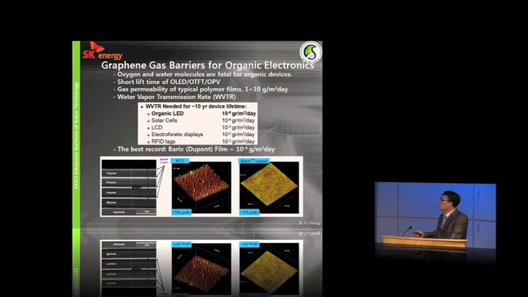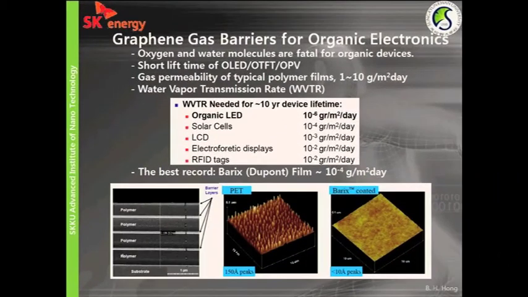For the stable operation of organic LED for 10 years, we need this water permeation rate, in micrograms per square meter per day. But there's no material that can reach this performance. The best one is Barrix from DuPont with 10 to the minus 4 gram per square meter per day. They have very thick inorganic and organic polymers to make this high-performance barrier film.